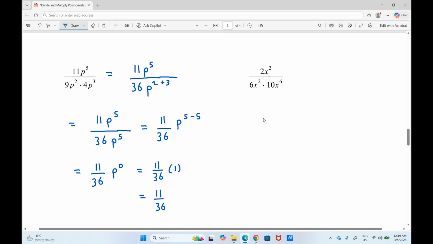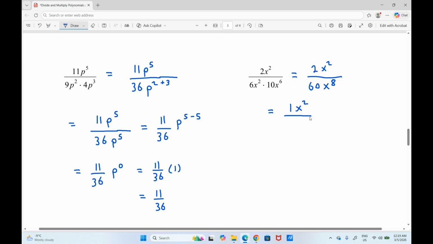Okay, so let's move on to another example. Same idea here. I want to simplify what I have on the bottom here. So on the top, it's already fully simplified, 2x squared. Now on the bottom, I'm going to have 6 times 10 is going to be 60. And x to the exponent of 2 times x to the exponent of 6 is going to be x to the exponent of 8. So to simplify this, I can divide top and bottom by 2. So I'm going to be left with 1 here.